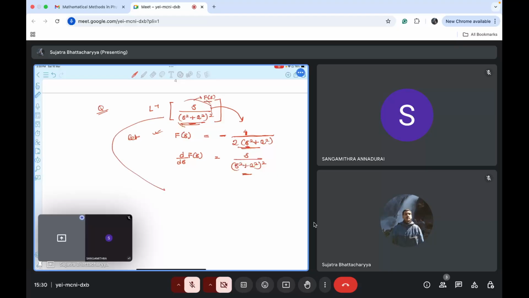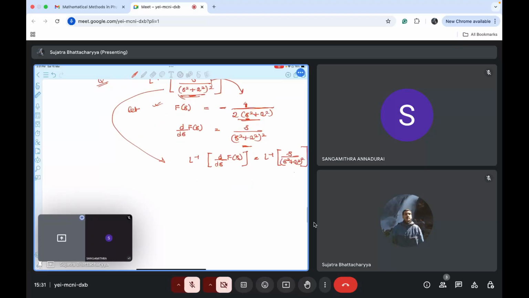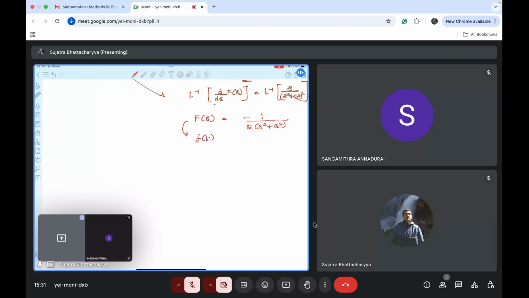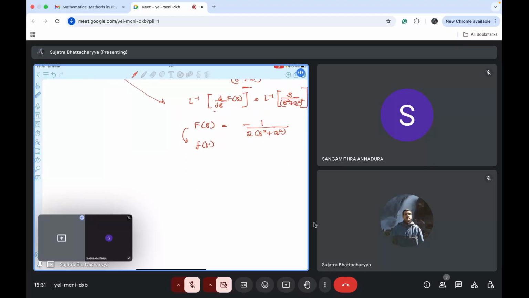So can I now write that L inverse of d/ds of F(s) is nothing but L inverse of s upon (s square plus a square) whole square. This now I can write because I have got it. Now, for this, my F(s) will be what? Which I have written. That is minus 1 upon 2 times (s square plus a square). All right, this is fine. But I need to find out f(t) for this. Correct? Why? Because I need it here, and then I have to just multiply by t. That's all. Right? So what will be the f(t)?